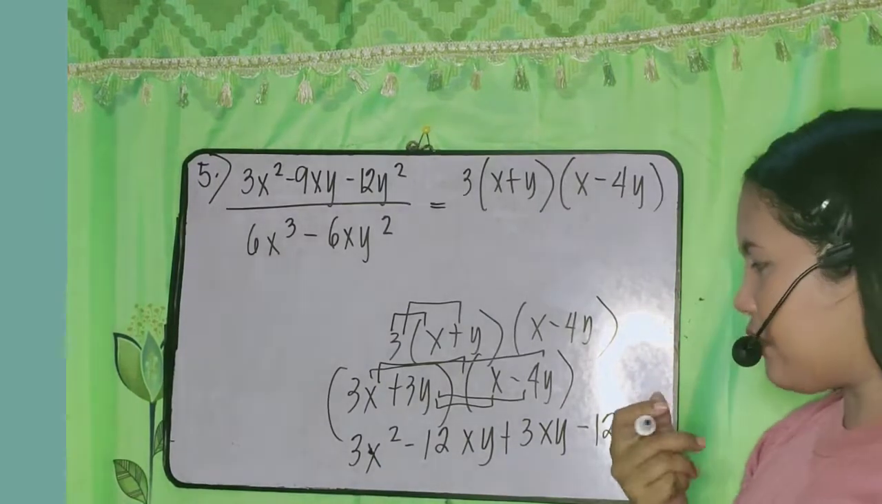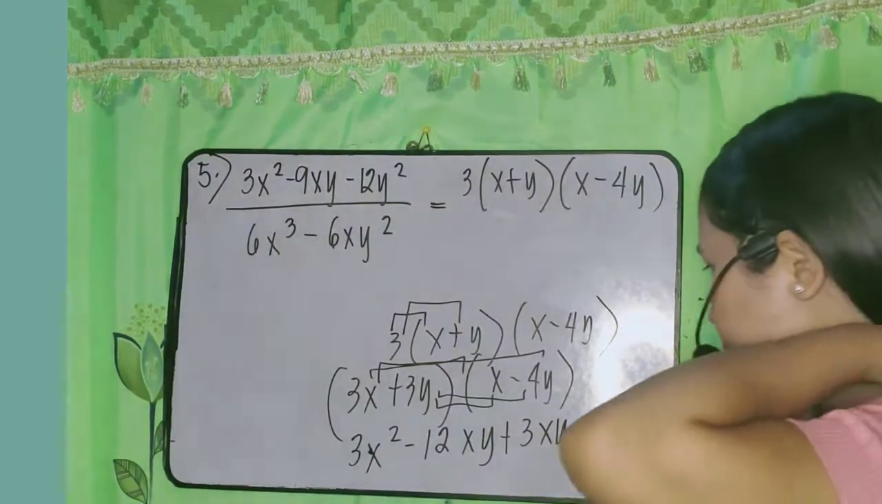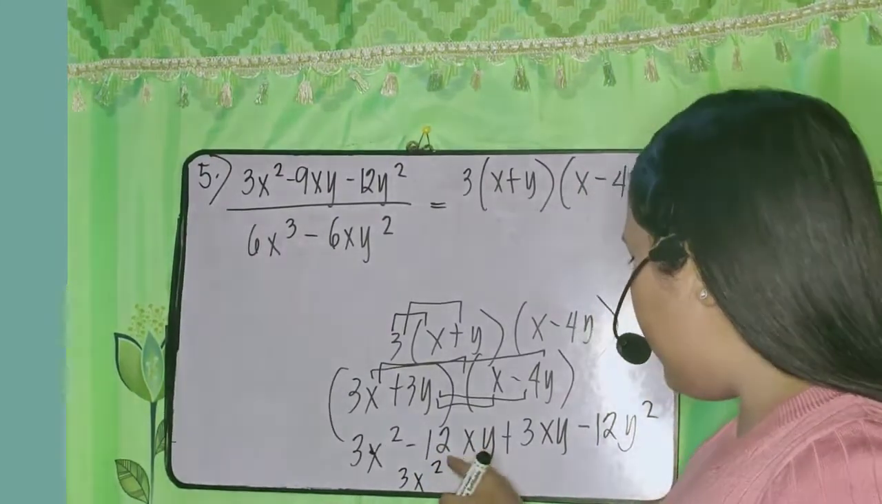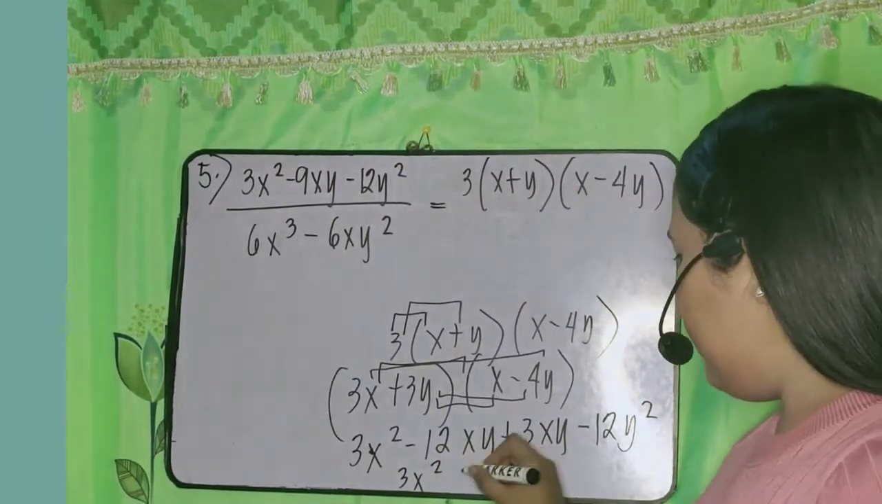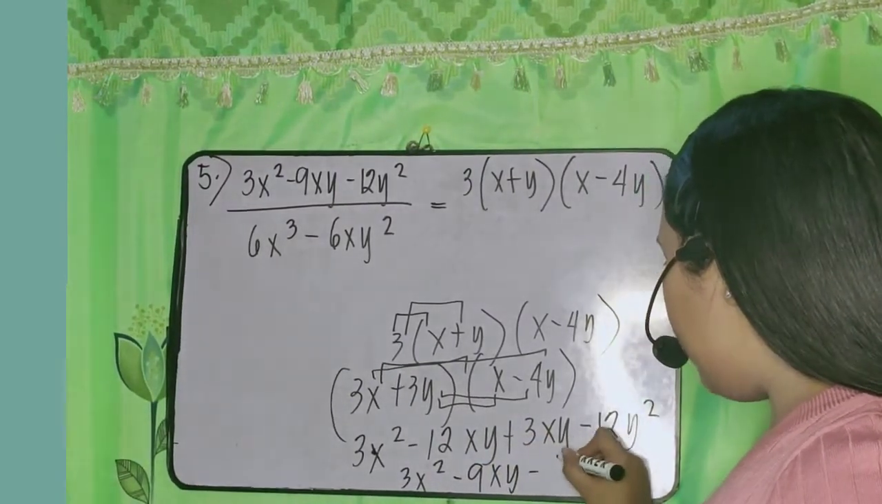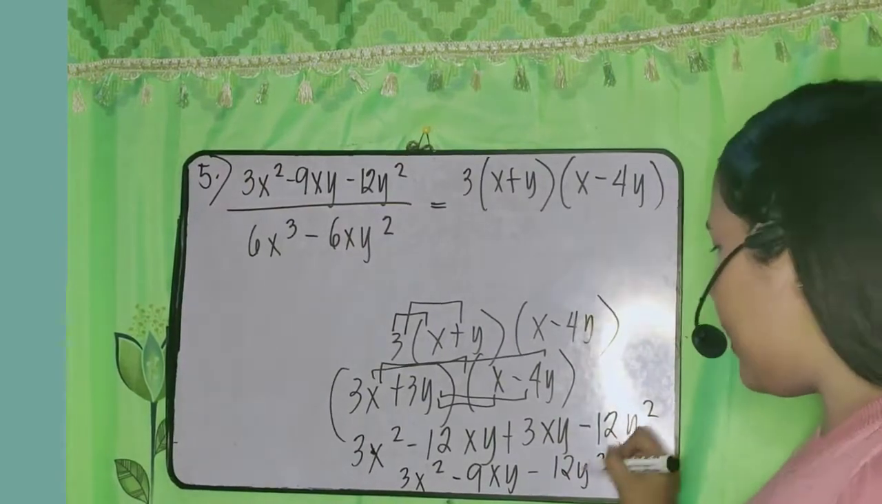Okay. So, after po ma-FOIL method na, simplify na po natin siya. So, 3x squared. So, negative 12 plus 3. Of course, we have negative 9xy. Then, minus 12y squared. So, question po.